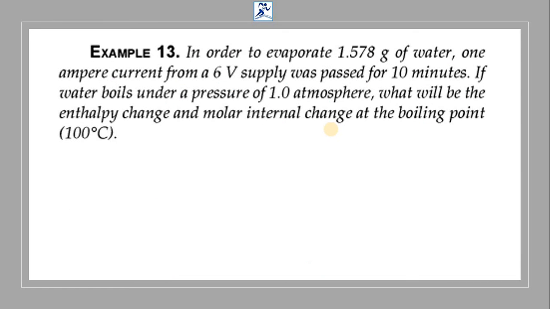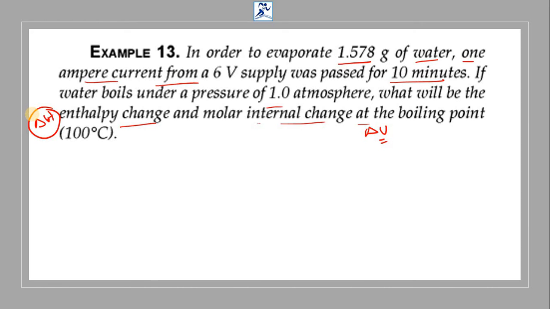Next question. In order to evaporate 1.578 grams of water, 1 ampere current from a 6 volt supply was passed for 10 minutes. So here voltage is there, time is there, and the pressure value is given to us. Then what will be the enthalpy change? First they are asking us to find delta H. Next they are asking us to find the molar internal energy change at the boiling point, 100 degrees Celsius.